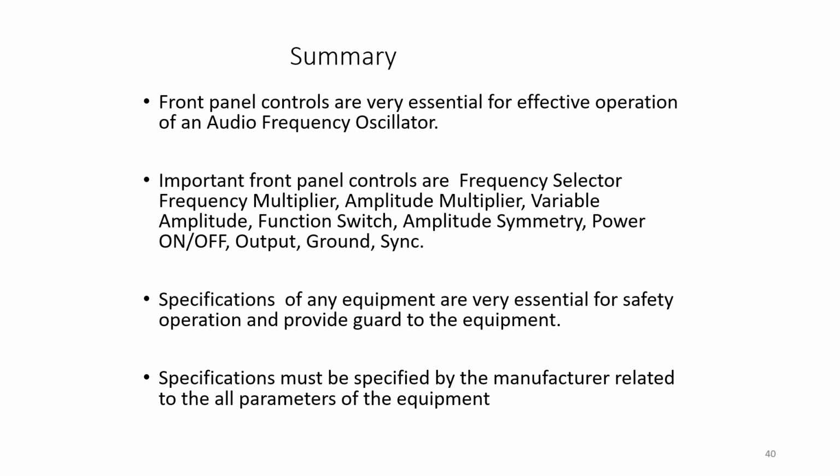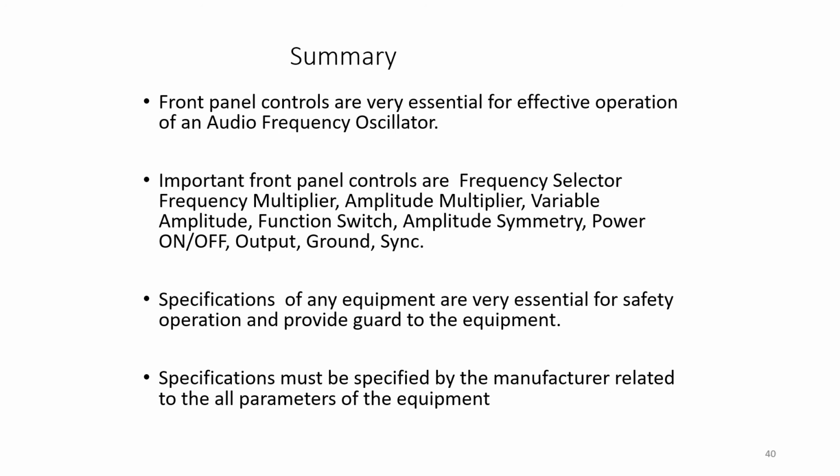So as we have seen, the specifications of AFO include the output waveform type, the frequency range, the amplitude, the output impedance, the square wave duty cycle, the square wave rise time, and the power supply. These are a few specifications. And if you speak about the front panel controls, already we have seen the function switch.